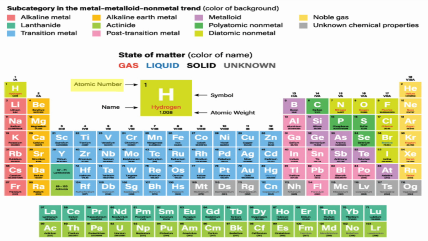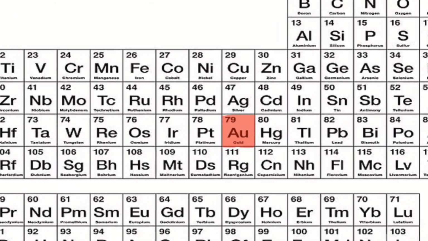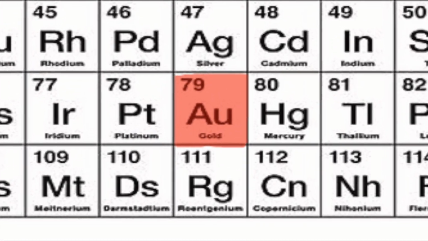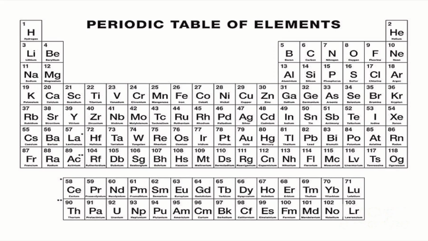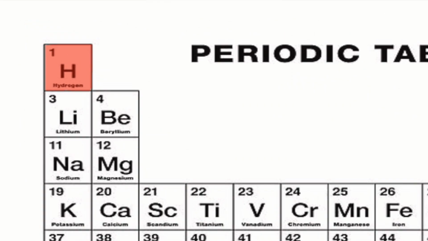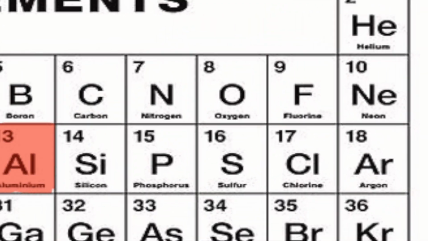Information such as atomic number, atomic mass, name, and the symbol of the elements is organized in a table called the periodic table of elements. For example, gold is an element, labeled AU. If you were to hold a chunk of pure gold in your hand, you'll be holding an element. Other elements include hydrogen, boron, carbon, neon, aluminum.